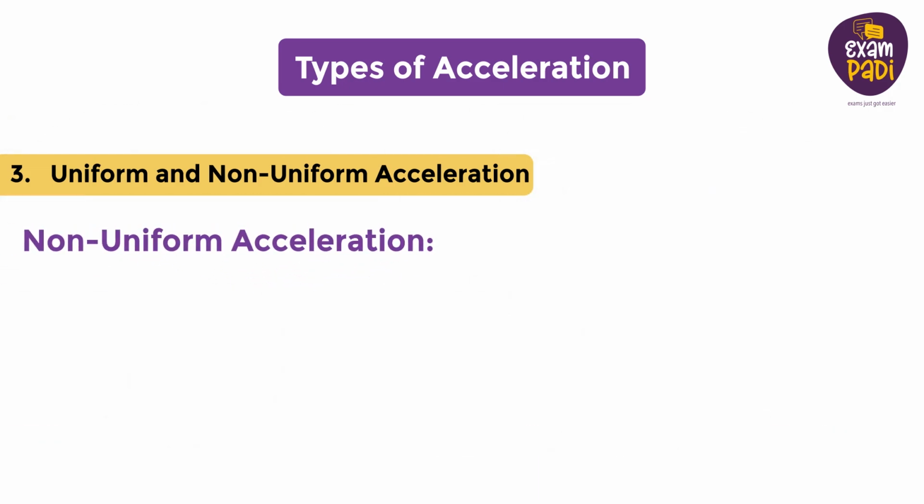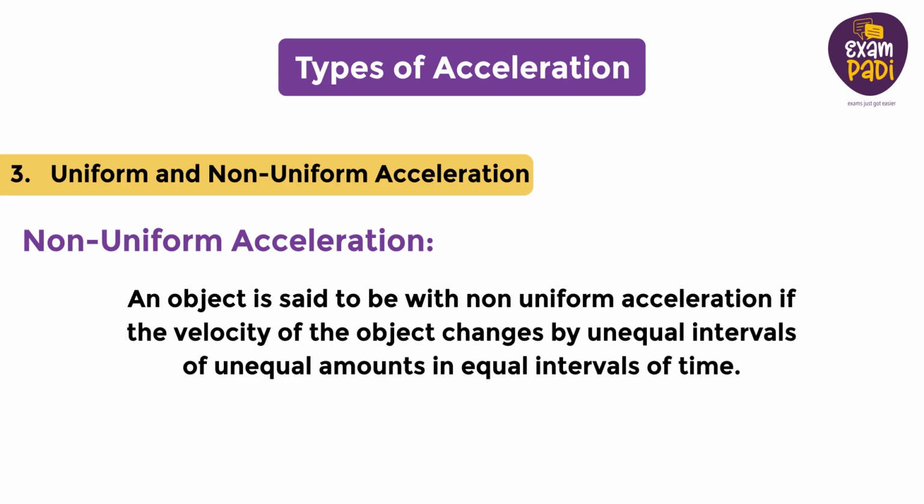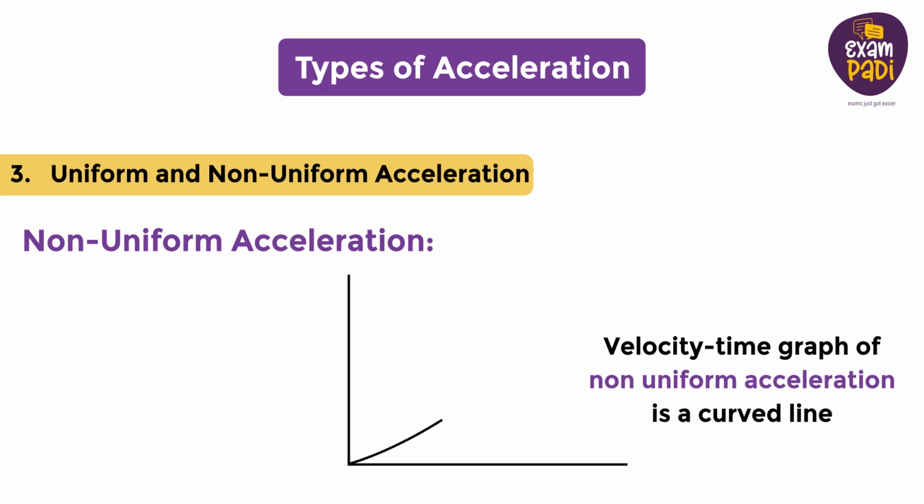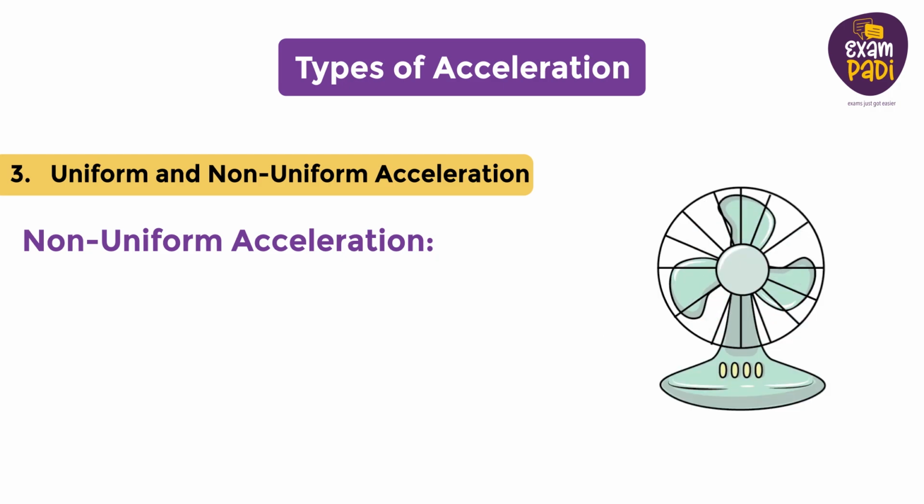Non-uniform acceleration. An object is said to have non-uniform acceleration if the velocity of the object changes by unequal amounts in equal intervals of time. The velocity time graph of non-uniform acceleration is a curved line. An example is all circular motion types where speed is constant and direction changes at every point.